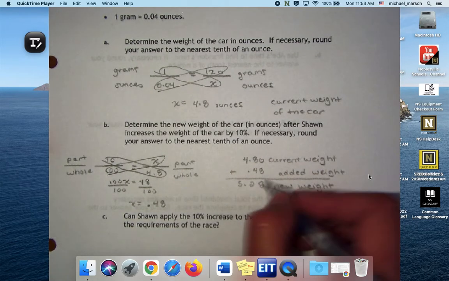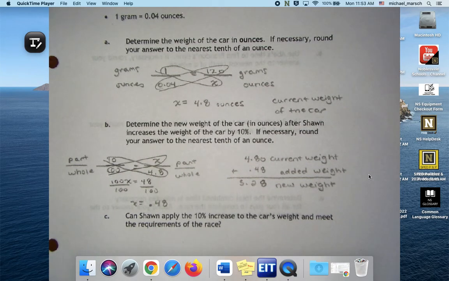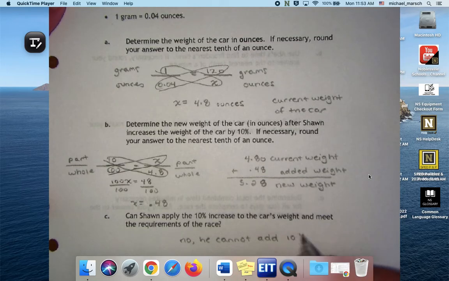So the new weight that he wants to make his derby car is 5.28 ounces. No bueno. Why? It's over 5. So no, he cannot add 10% weight to the car. Too heavy. Right?